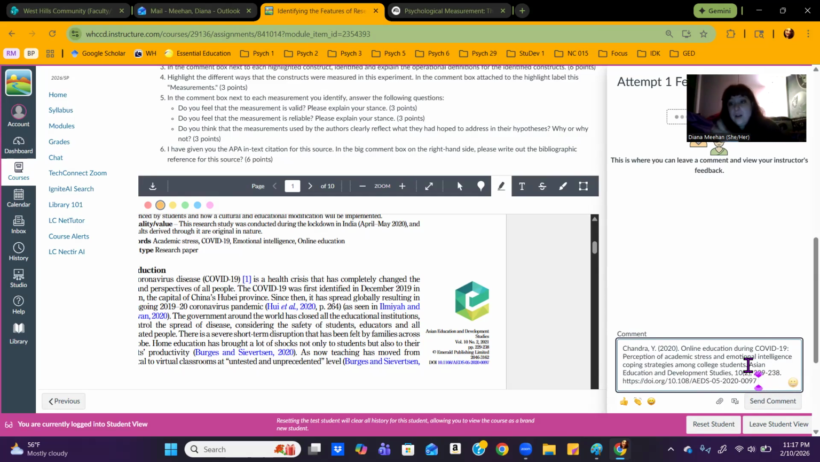The journal title is italicized. So Asian Education and Development Studies, and the volume number 10 are italicized. I don't think I can italicize in the comment. You can't either, so don't worry, I won't mark you down. But that's supposed to be italicized, so there. And there you go. That's what it's supposed to look like.